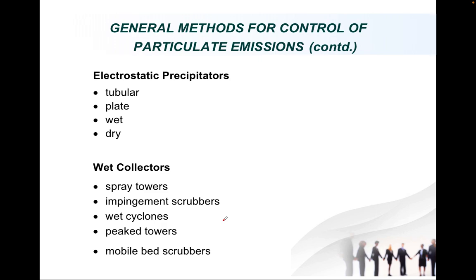We can also use the electrostatic precipitators, where we collect the particulate matter by using the electrostatic property. Then we can use the wet collector by spraying the water into the flue gases. This water will be added to the particulate matter, and it will come down with the water to the ground level. So by using a wet collector also we can control the emission of particulate matter. For that we can use the spray towers.